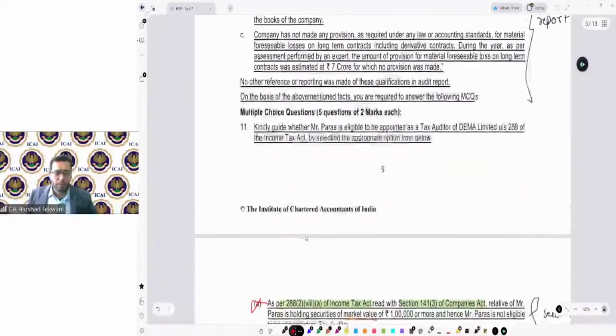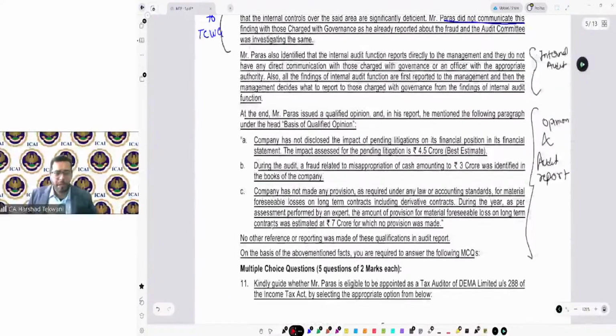Now let's go back to the question. Let's see what A and C are. A relates to the company not disclosing the impact of pending litigation on its financial position in its financial statement. The impact of assessed pending litigation is 4.5 crore. The company has not made any provision with respect to the material foreseeable losses on long-term contracts. During the year, assessment was performed, and the amount of provision for material foreseeable losses on long-term contracts was estimated at 7 crore, for which no provision was made.